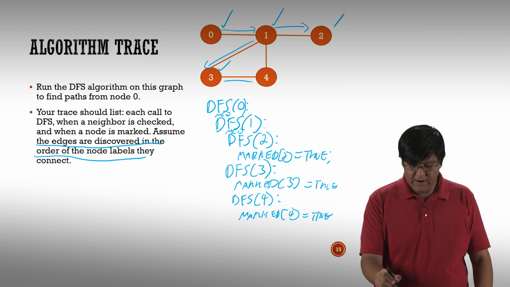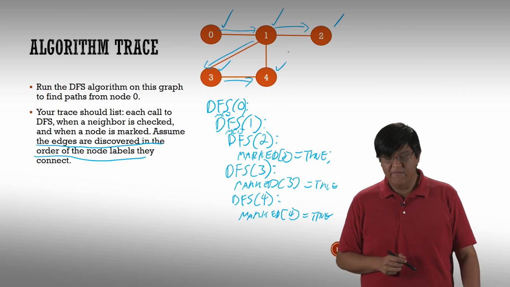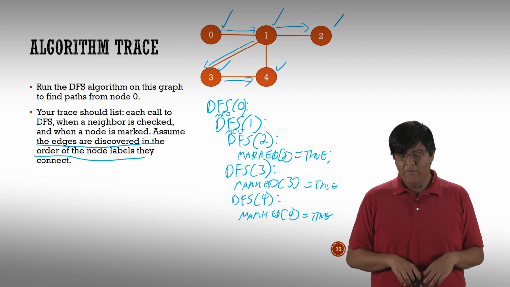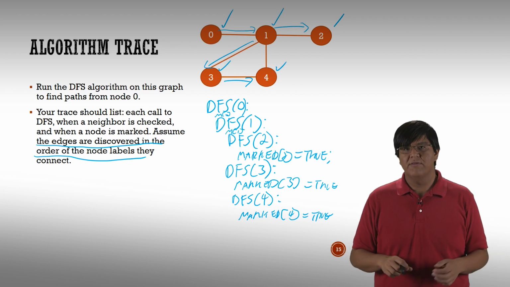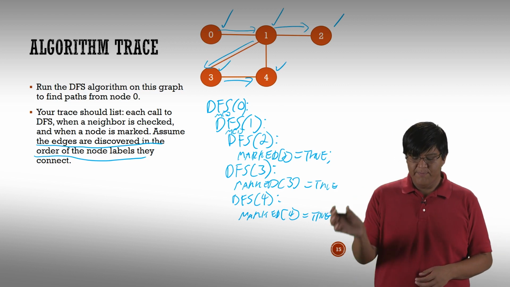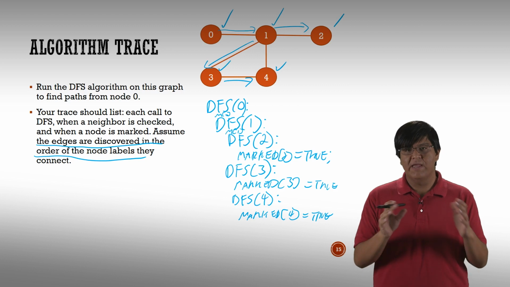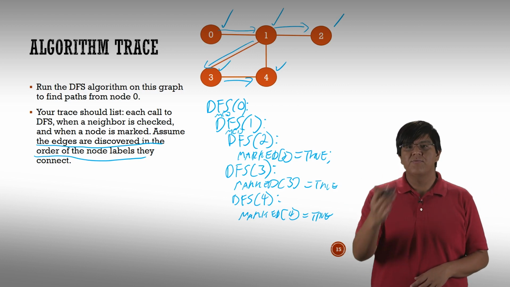All right, so then I go over here, and this is marked, right? So all of a sudden, right, I'm done, right? 4 only has 1 as a neighbor, but 1 is already marked, so it can't do anything. So basically, it backs up to 3. 3, it's seen all its neighbors, so it's done. Then it goes back to 1.